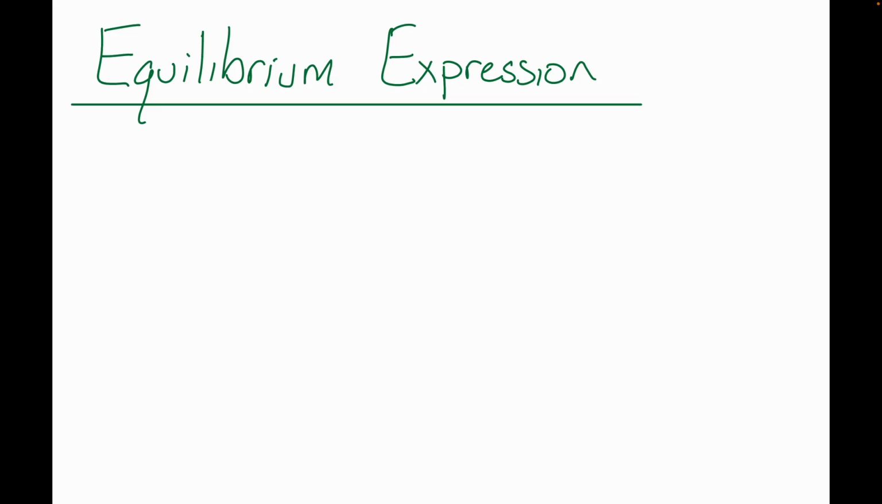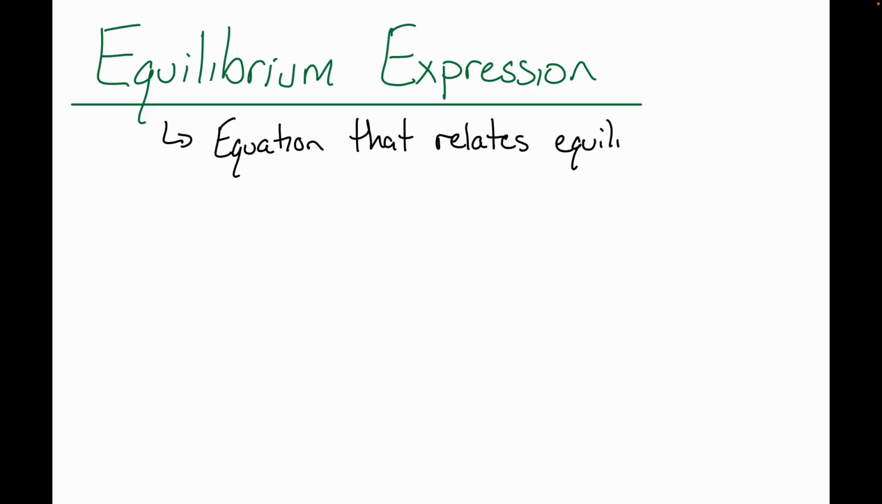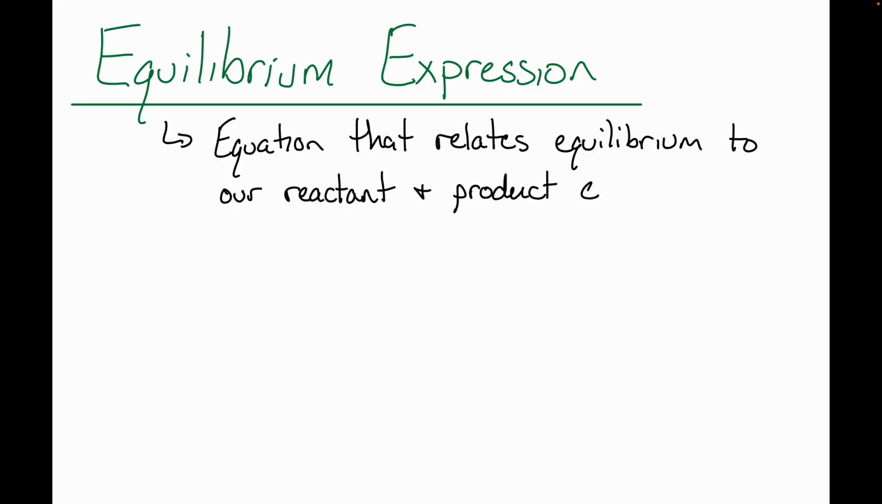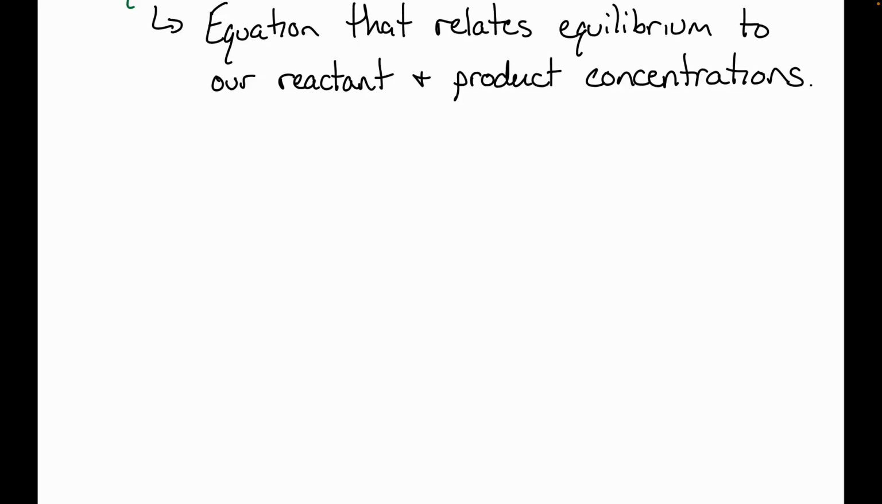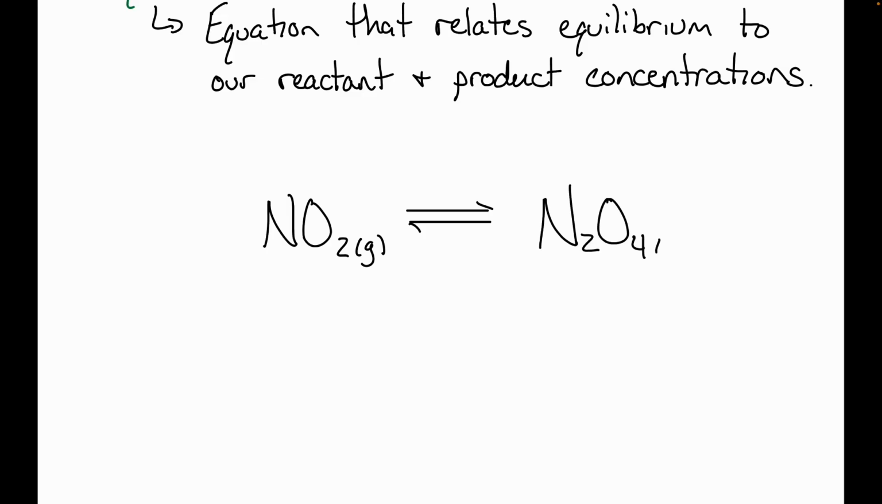There's going to be this function, this equation, that relates our equilibrium constant to our reactant and product concentrations. Okay, so let's get a chemical equation going. We're going to look at how nitrogen dioxide gas gets converted, and we're going to be good and use our double-headed arrows here since we're talking about equilibrium, to dinitrogen tetraoxide gas.